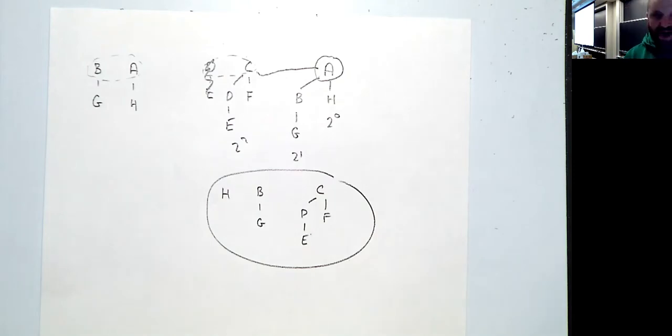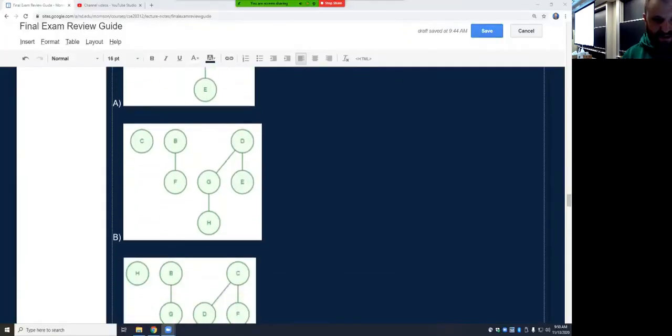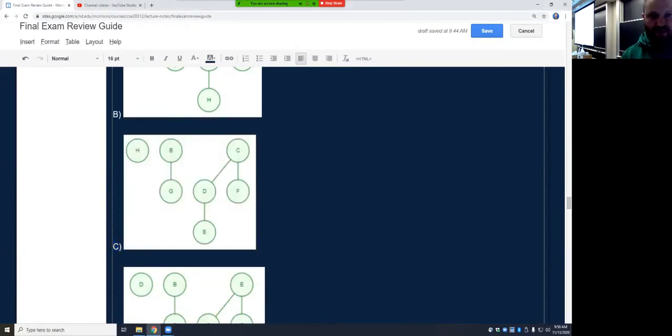And so now let's take a look at the final solution. And we are going to see that choice C matches the binomial heap that we derived. Therefore, the answer is C.